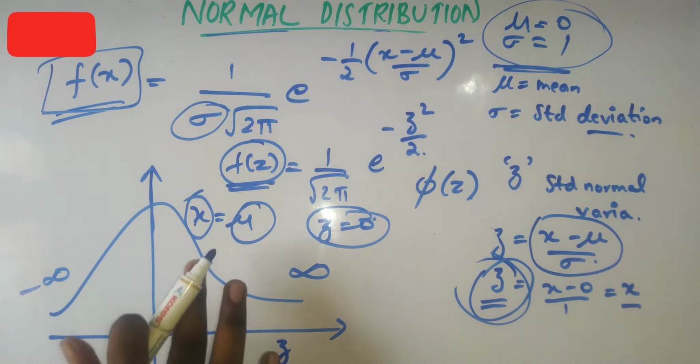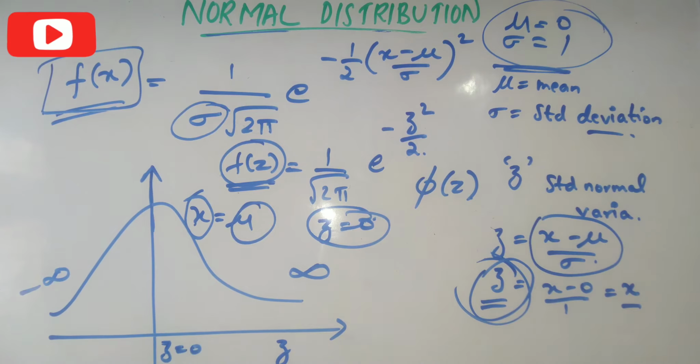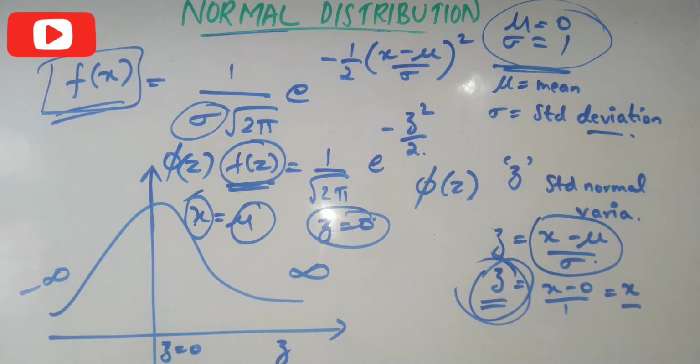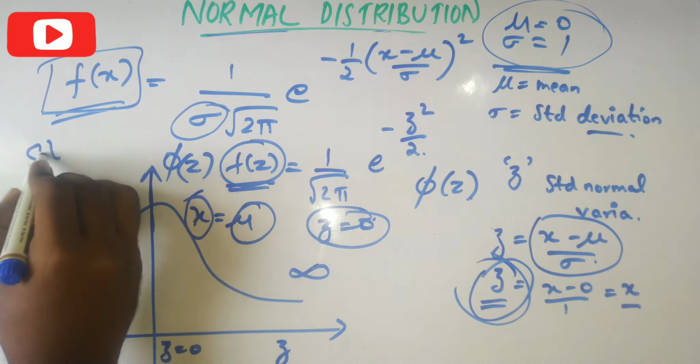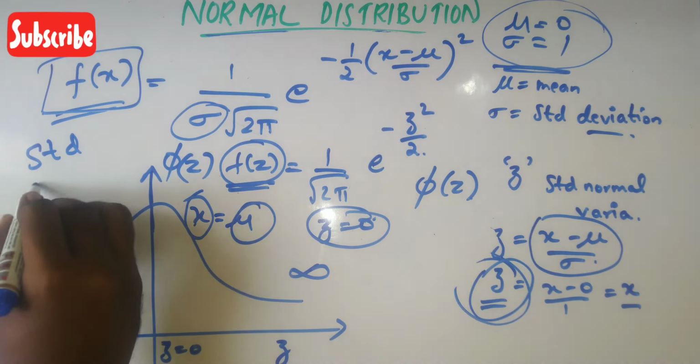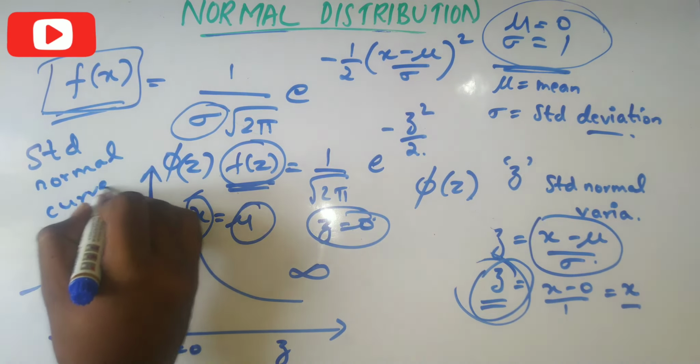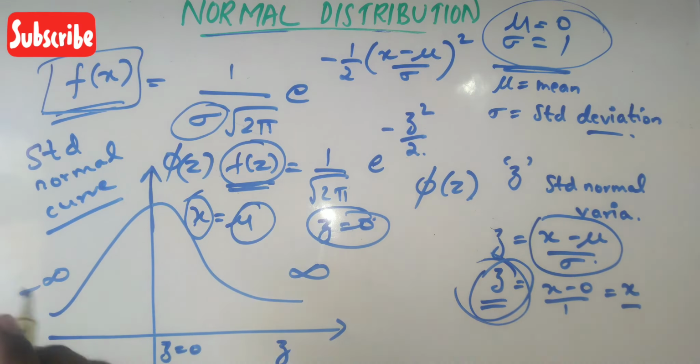So this becomes z is equal to 0. Now z basically varies from 0 to infinity and from minus infinity to 0. I can say that this curve represents a standard normal curve, which is also a bell-shaped curve, but the thing is z is the variable, that is the standard normal variate. So this is the standard normal curve, and the standard normal variate is z. That is the concept.